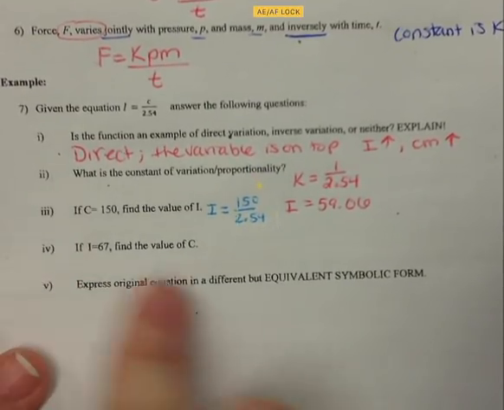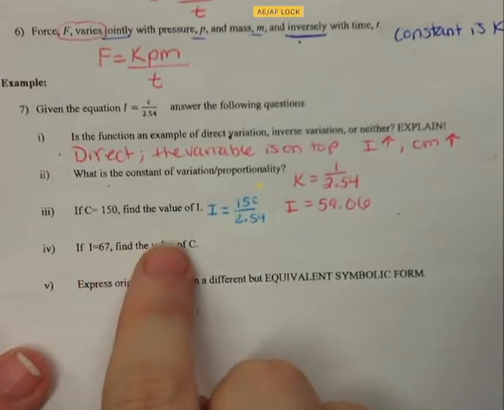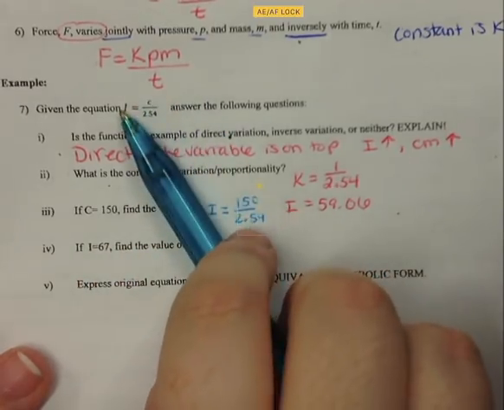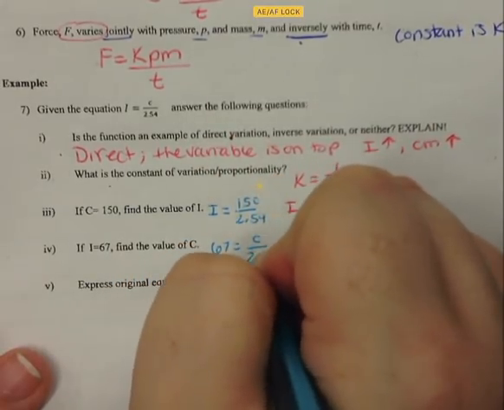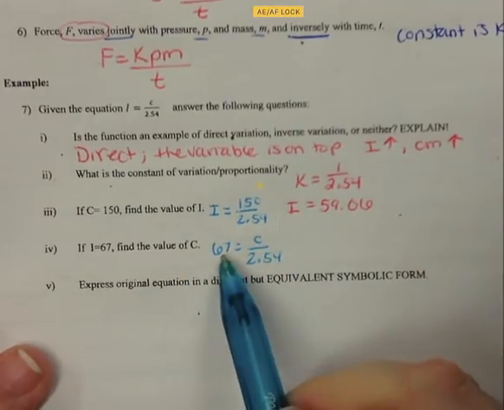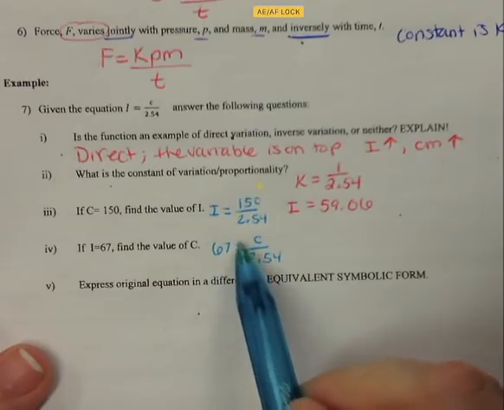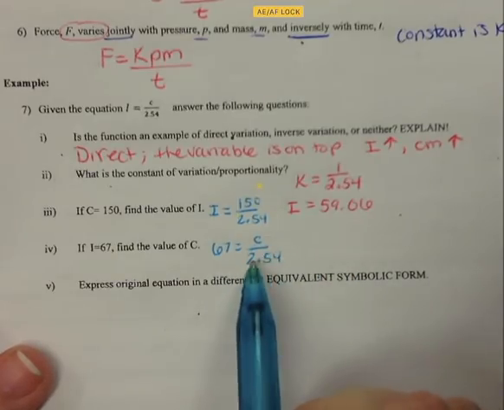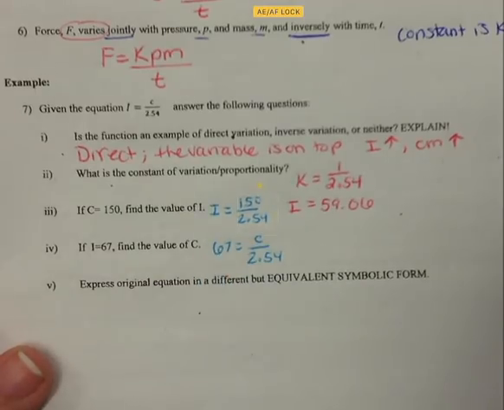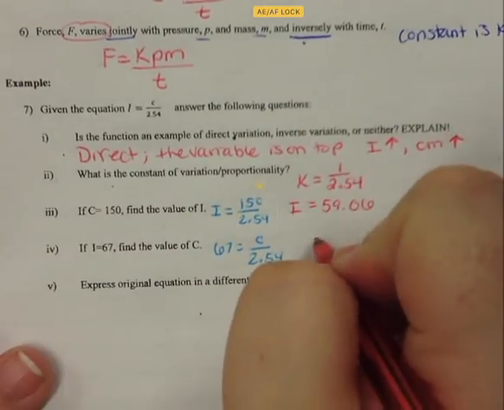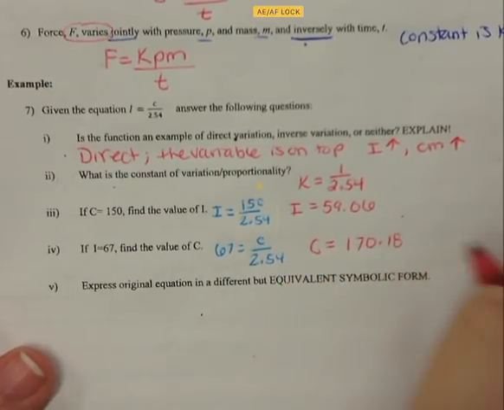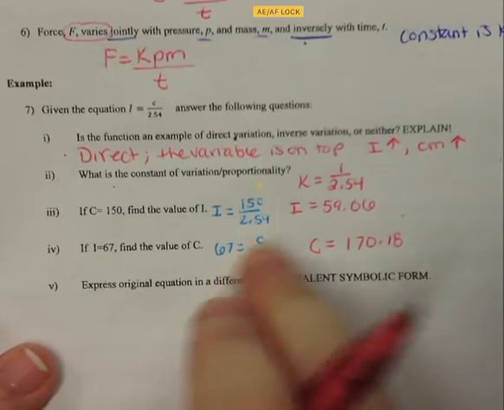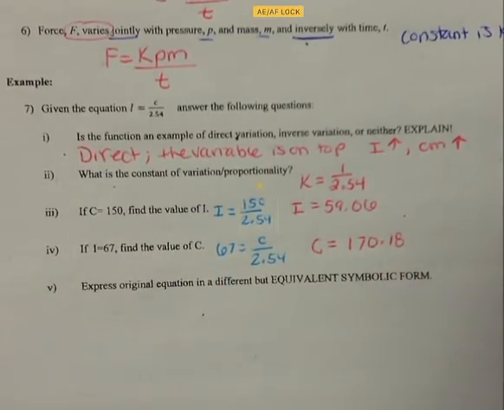On part 4, it says if I equals 67, find the value of c. So again, we're going to plug it into the equation. I is 67 equals c over 2 and 54 hundredths. So again, if the inches is a bigger unit, has a smaller number, we're actually going to get an even bigger number for our centimeters. So in order to do this, we would just multiply by 2 and 54 hundredths. So when we multiply this, we would get centimeters is equal to 170 and 18 hundredths centimeters. That's bigger. It's a smaller unit, so it has to be a bigger number.